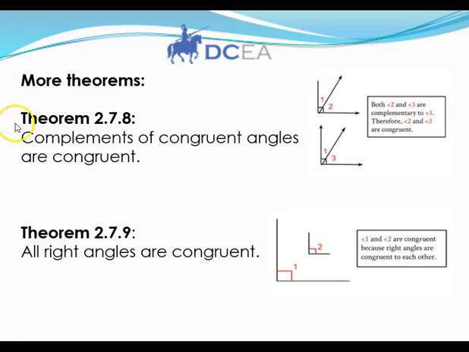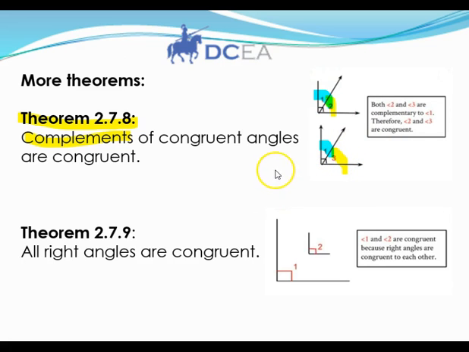Theorem 2.7.8: complements of congruent angles are congruent. So both angle 2 and angle 3 are complementary to angle 1. Complementary means that they add to 90 degrees. Therefore, angle 2 and angle 3 are congruent.